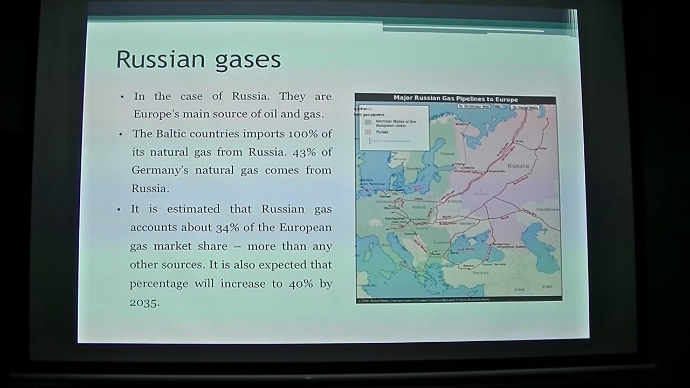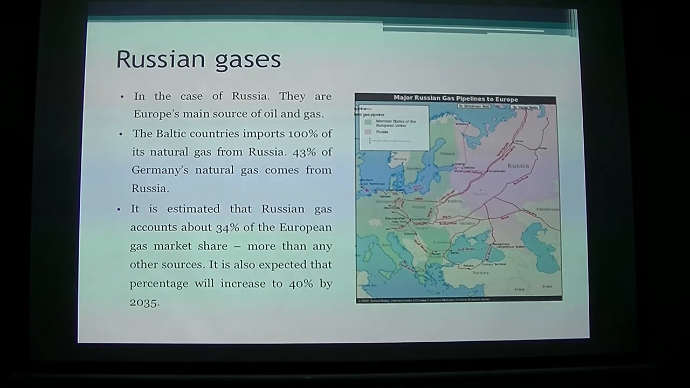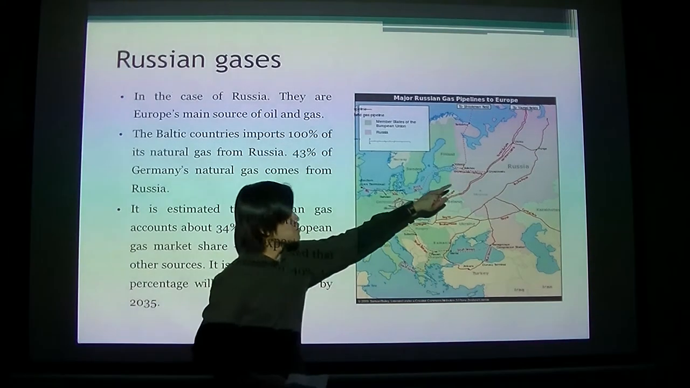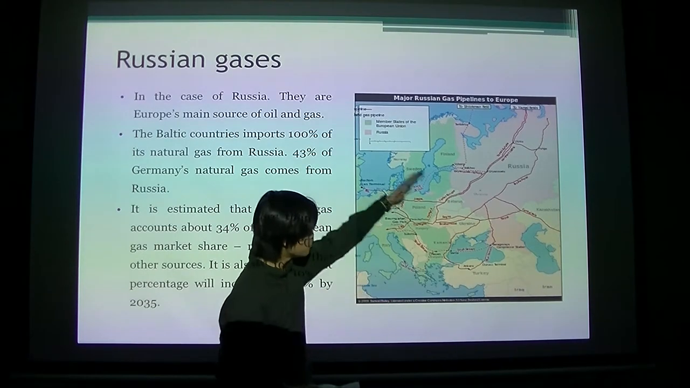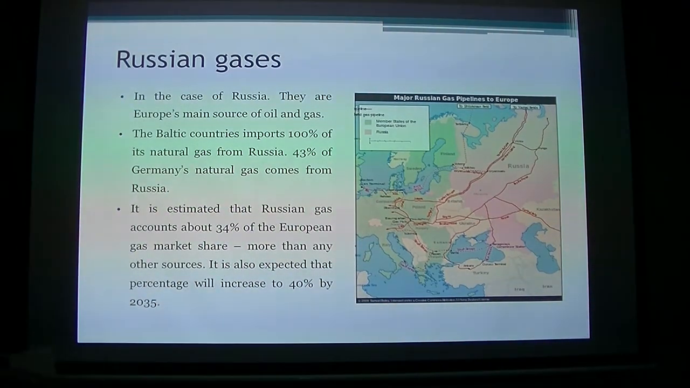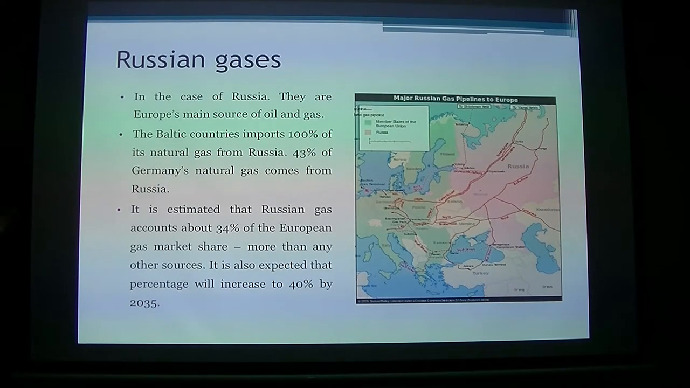The final country for this presentation is Russia, to talk about Russian gas. In the case of Russia, they are Europe's main source of oil and gas. As you can see, there are a lot of oil pipelines to different European countries. The Baltic countries such as Finland, Czech, Slovakia import almost 100% of their natural gas from Russia, and 42% of Germany's natural gas comes from Russia.